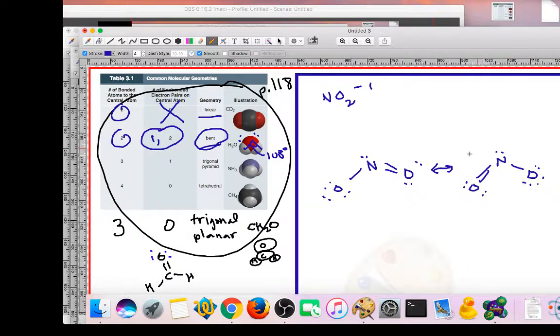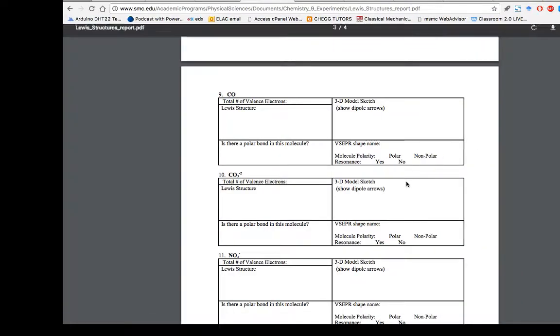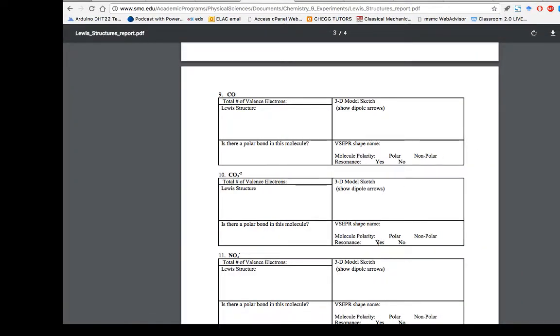Okay, is this a correct Lewis structure? Yes. Is this a correct Lewis structure? Yes. Then there is resonance. This is the resonance structure. You do not need to draw the resonance structure. You just need to say yes. Where do you say yes? You say yes right here. Yes, like that. Right?